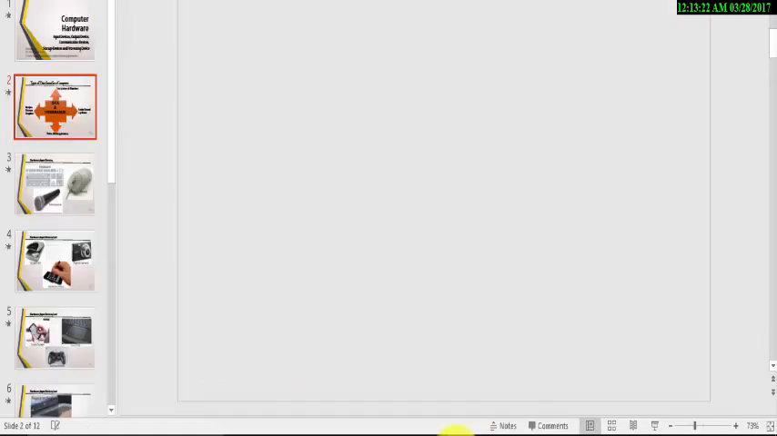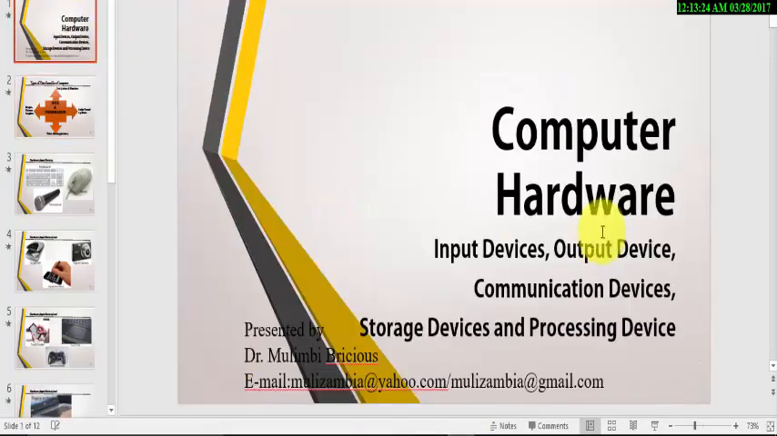Now we go further to look at our parts. The many parts of the computer are categorized. We have input devices, output devices, communication devices, storage devices, and processing devices. I remember I talked about this in the first tutorial. When we say input devices, there are two words here: the word input and the word device. The word device means that this is a machine.